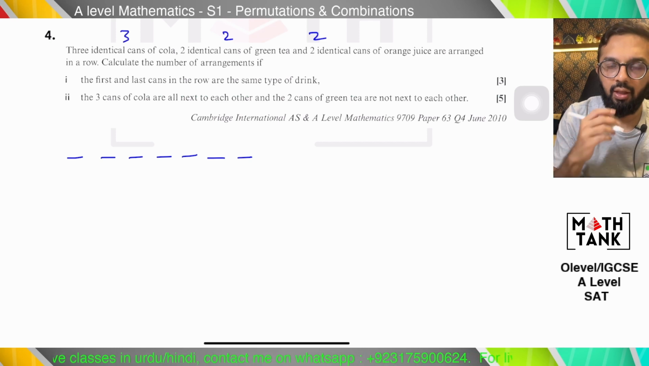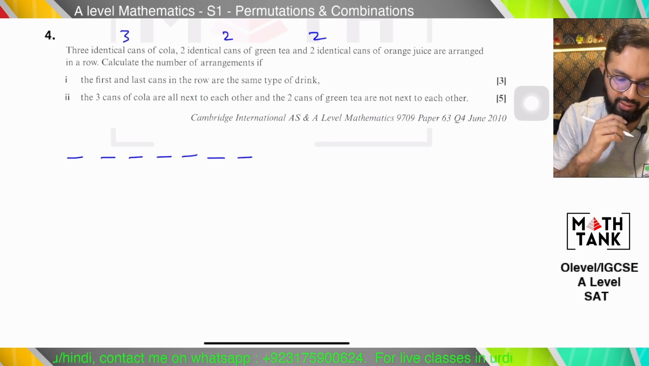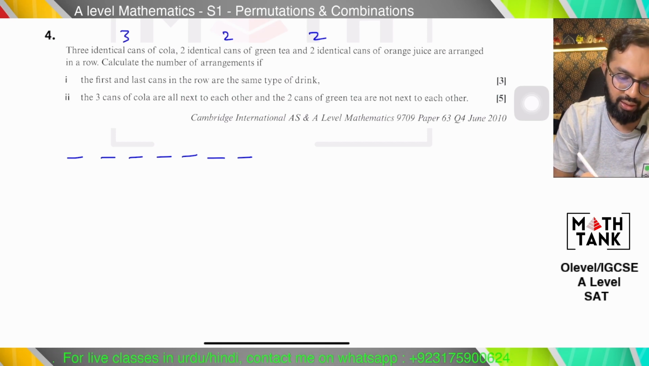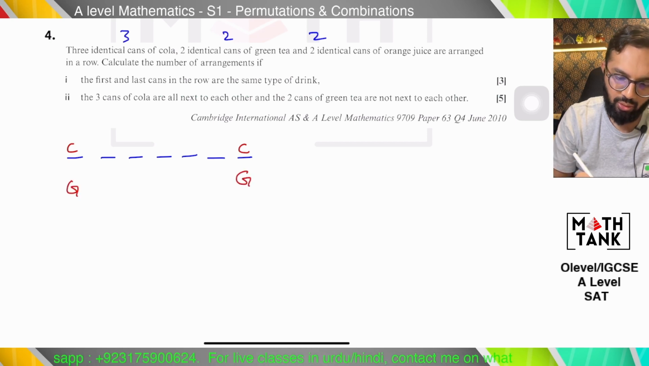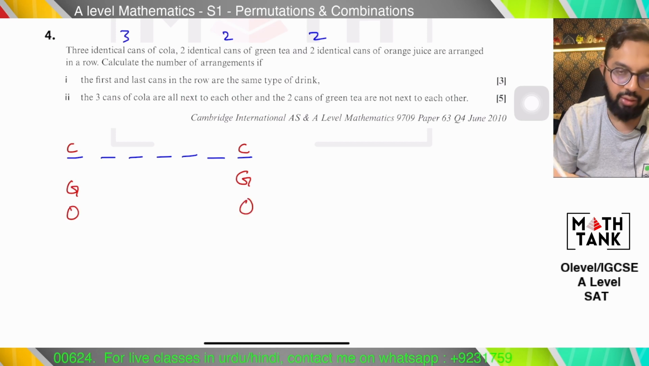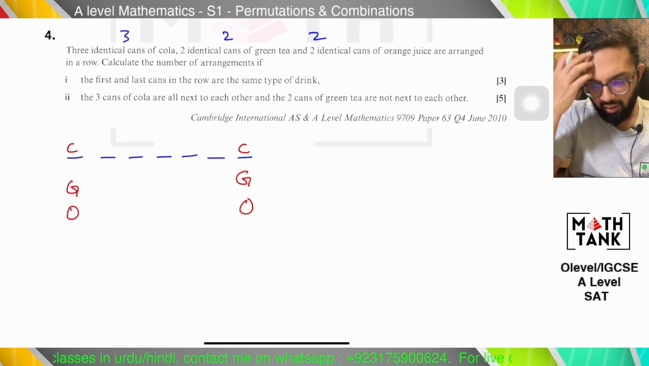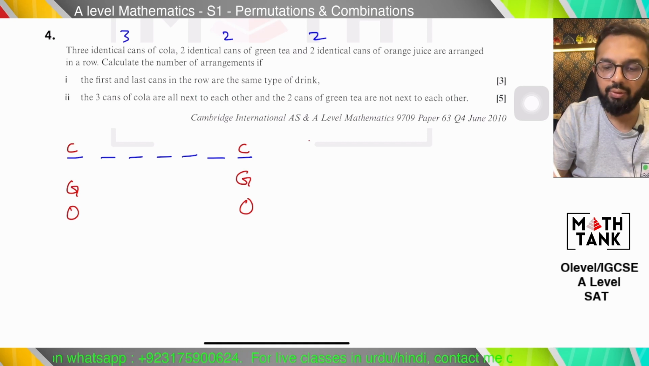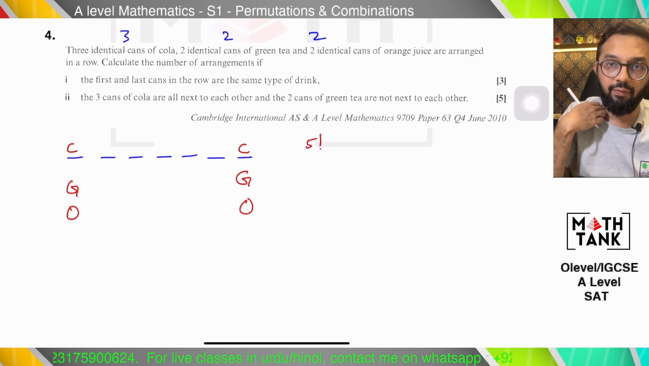Okay, so the first and last cans are the same type of drink, so either they could be cola and cola, or they could be green tea and green tea, or they could be orange juice and orange juice. Okay, so if they are cola and cola first, the remaining dashes are 5. So I'm going to say that there are 5 factorial ways of shuffling them around.